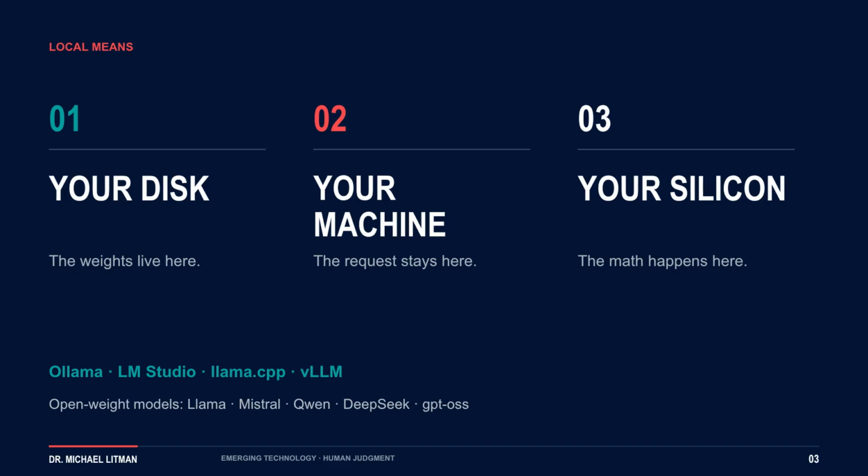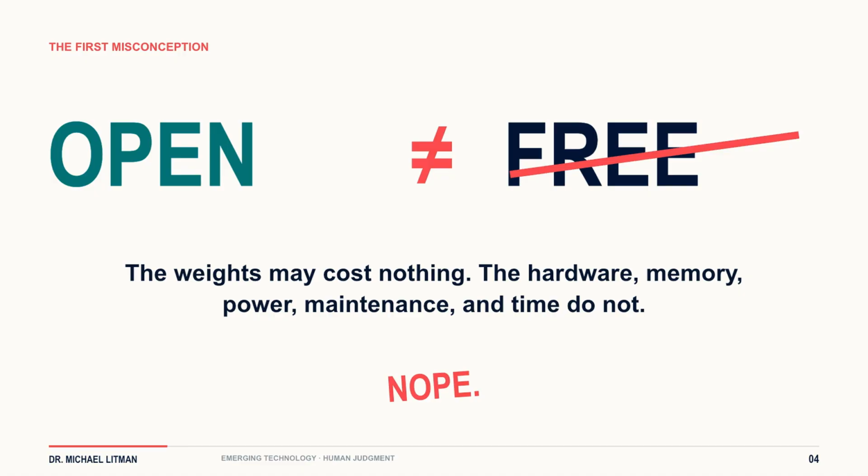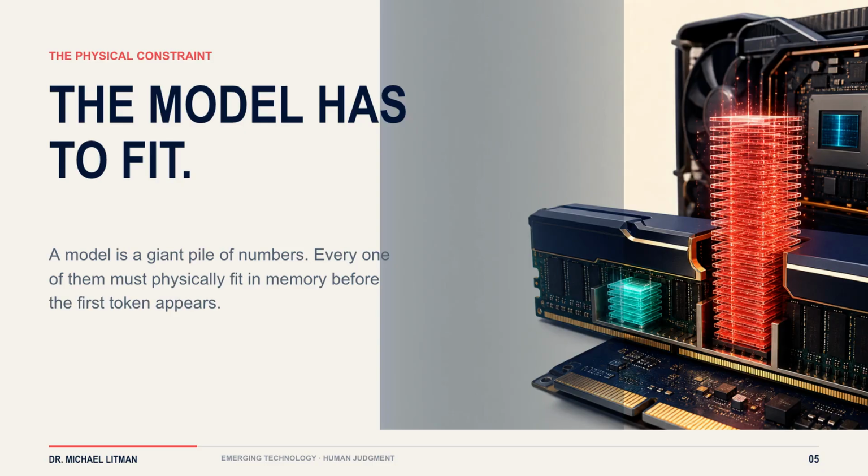Nothing leaves the building. You've got tools like Ollama, LM Studio, Llama.cpp, vLLM if you're feeling spicy, and you've got open weight models: Llama, Mistral, Qwen, DeepSeek, the GPT OSS models. And here's the first thing people get wrong. They hear open and they think free with a bow on it. Nope. Here's the actual constraint, and it's a physical one.